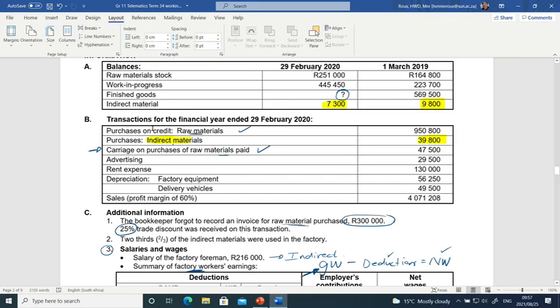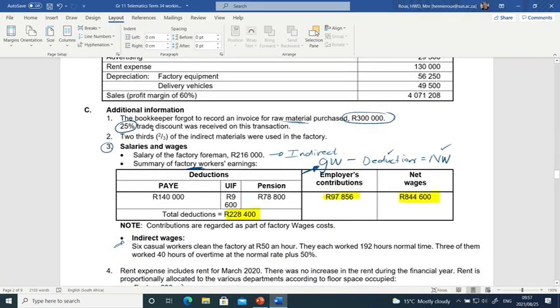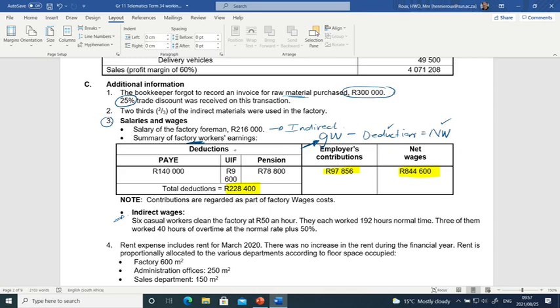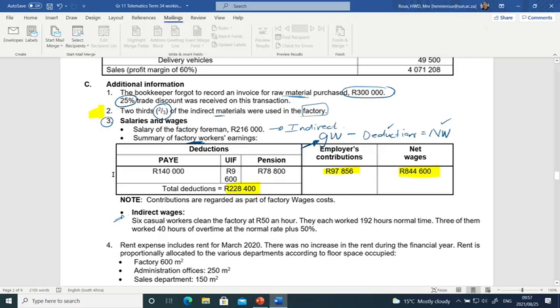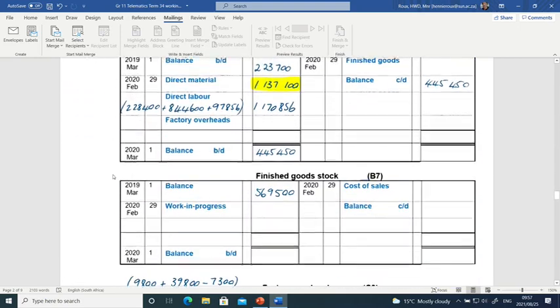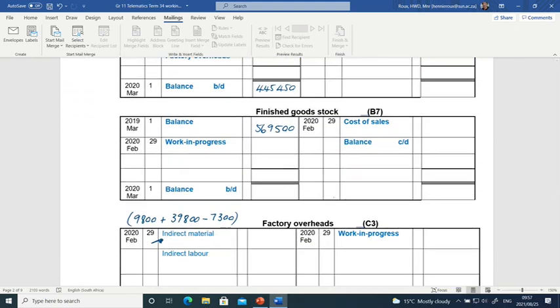So that is where I got that information from. And now in information 2, they tell us that 2/3 of the indirect material were issued in the factory. The rest was used in the office. So of that amount that I just calculated, 2/3 will be used in the factory. So only 2/3 can be shown in the factory overheads, 28,200.